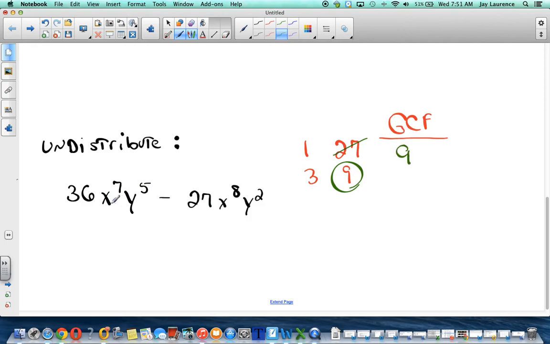Now looking at my x's, I've got x to the 7th and an x to the 8th. This side has 7 x's being multiplied. This side has 8. How many do they have in common? Well, of course, the answer is 7. x to the 7th. This one has 8, but before you can have 8, don't you have to have 7? Now I look at my y's. On this side I've got 5 y's being multiplied, and here I've got 2 y's being multiplied. They must have 2 in common. There's my GCF. So I'm going to divide by the GCF under both terms.